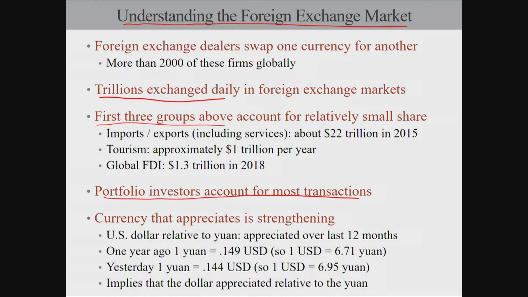If we look, let's say, over the last 1 year, this wasn't a huge exchange rate change. A US dollar 1 year ago would purchase 6.71 yuan from China, whereas today it can purchase 6.95 yuan. So over that period, the dollar appreciated relative to the yuan.